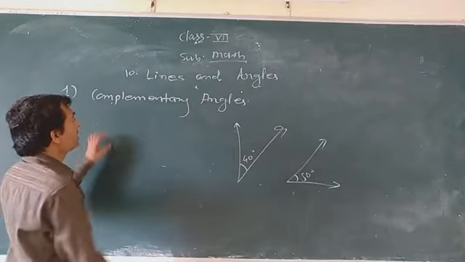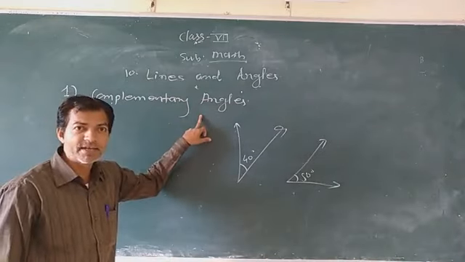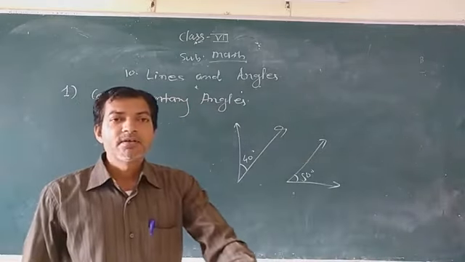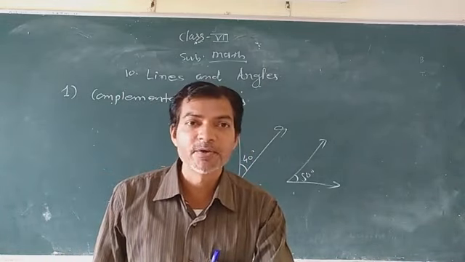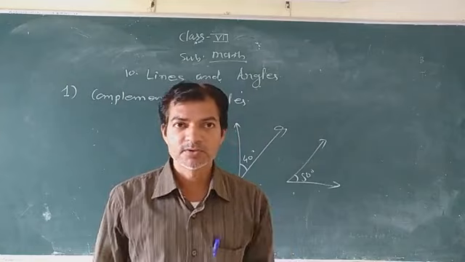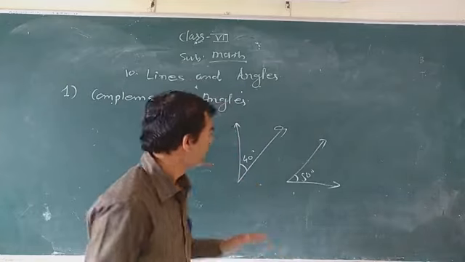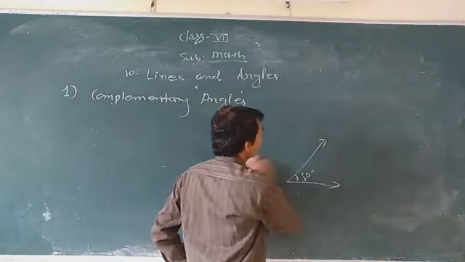What you have to do here? You have to write the definition of this complementary angle, and the diagram is also given there. That diagram is figure 10.2. That diagram also you have to draw. All diagrams. Now second point.